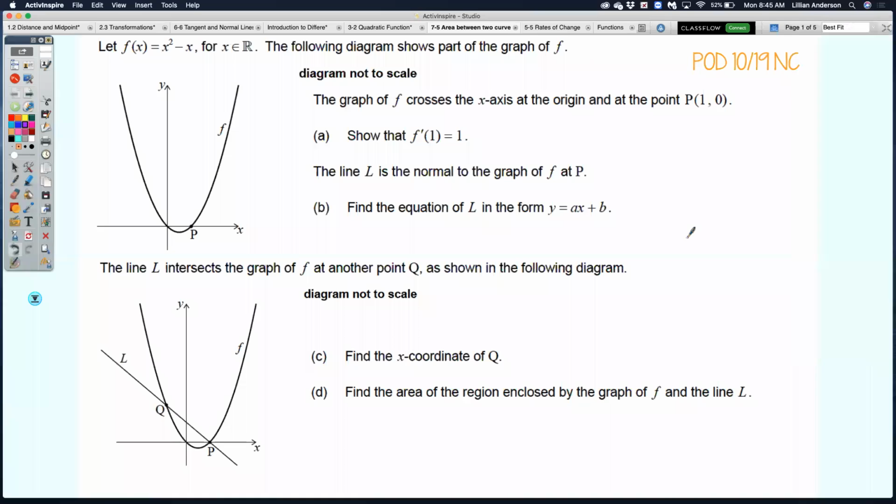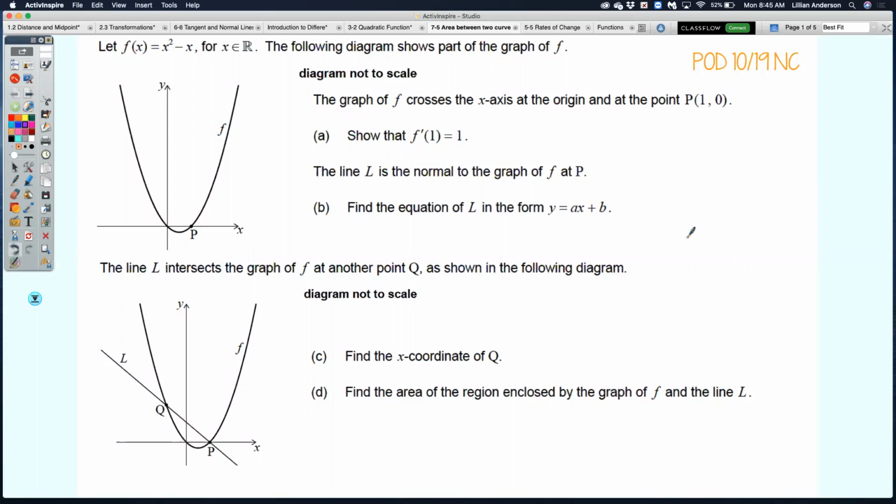The graph of f crosses the x-axis at the origin and the point 1, 0. Show that f prime of 1 equals 1. What does that symbol mean? It means the derivative. So we have to show that the derivative at 1 equals 1.